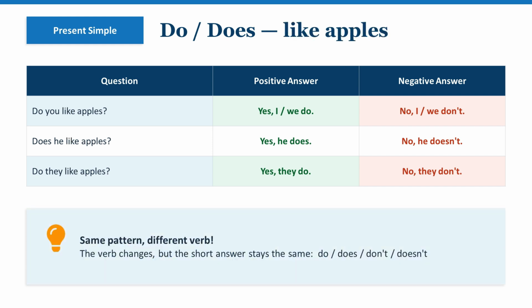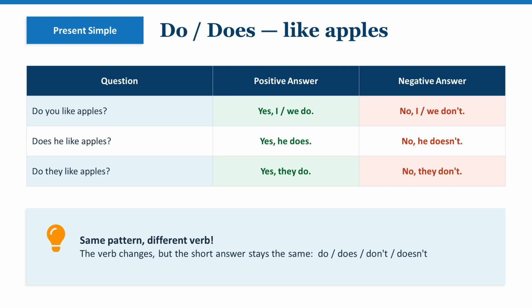Here is another example with the verb like. The pattern is exactly the same. Do you like apples? Yes, I do. Or, no, I don't. Does he like apples? Yes, he does. Or, no, he doesn't. Do they like apples? Yes, they do. Or, no, they don't.